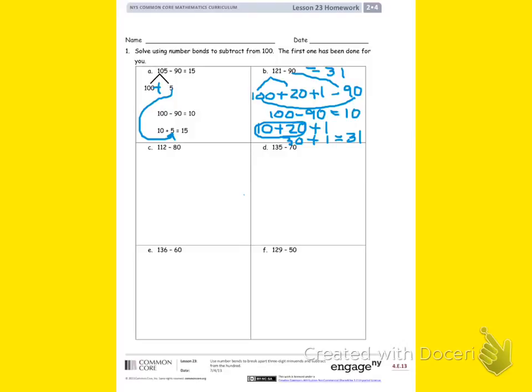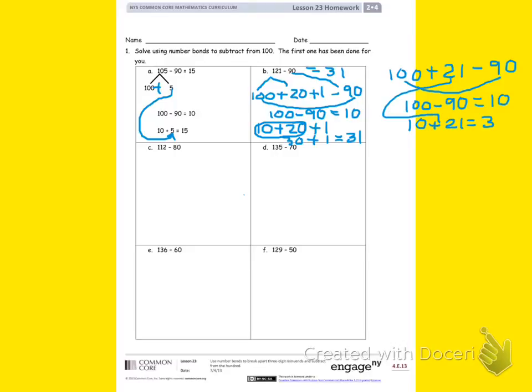You could even do it simpler than that. You could have taken the 100 and added it to 21 instead of 20 plus 1, and then subtract 90. Instead of decomposing completely to be 100 plus 20 plus 1. Then you would have 100 minus 90, which is 10. And then take that 10 and add the 21 to get 31.